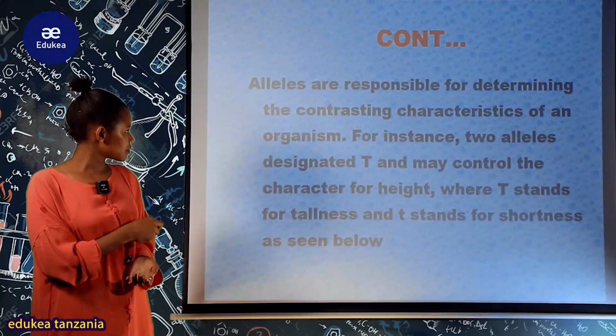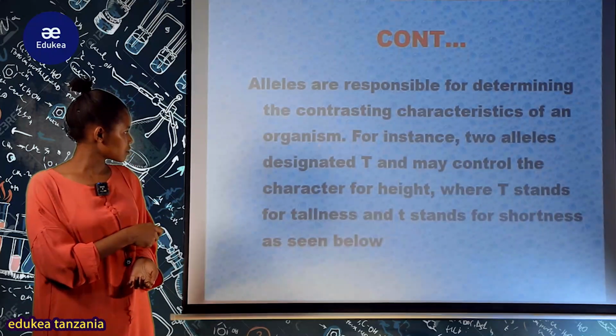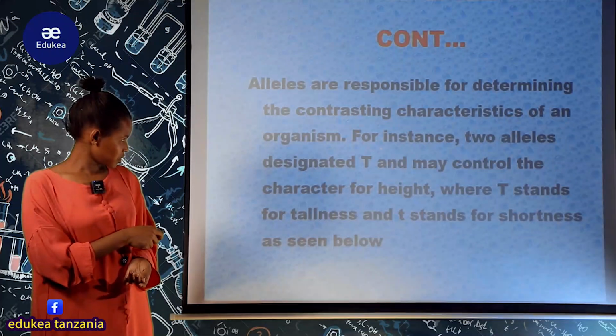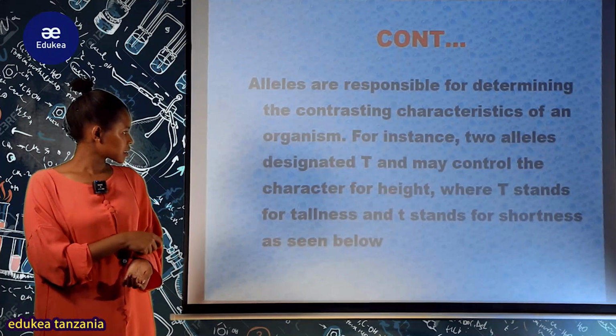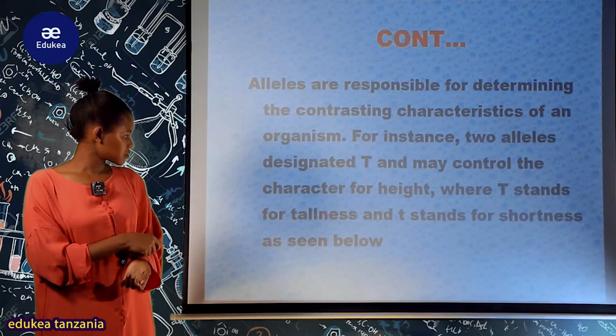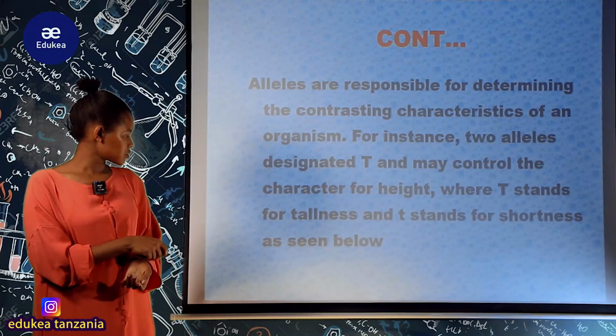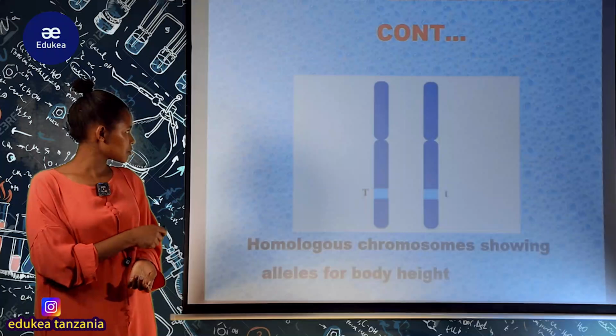Alleles are responsible for determining the contrasting characteristics of an organism. For instance, two alleles designated T and t may control the character for height, where capital T stands for tallness and small t stands for shortness, as seen in this picture below.